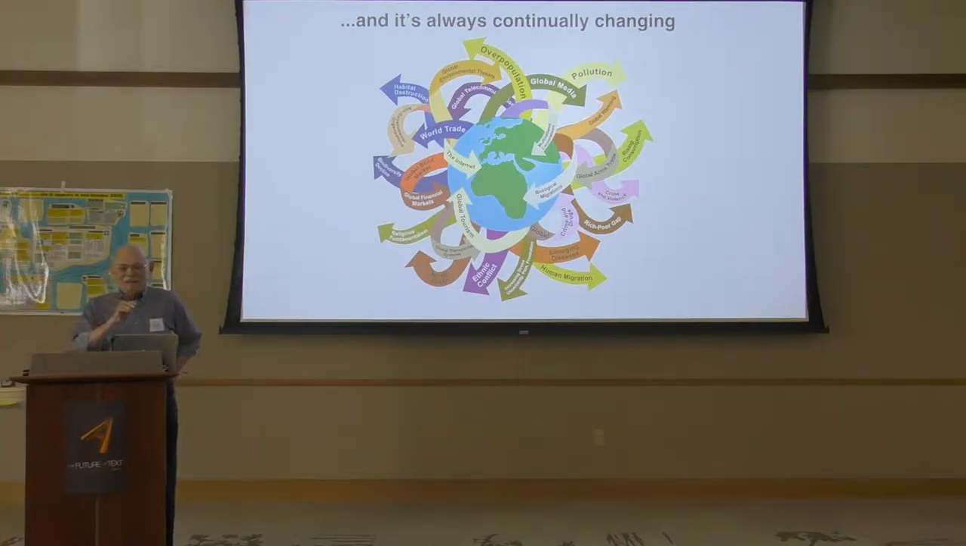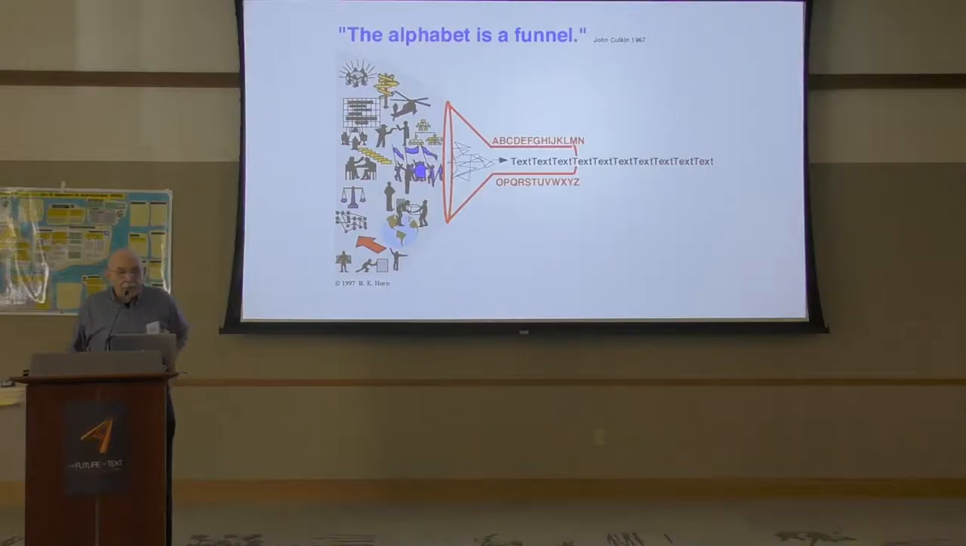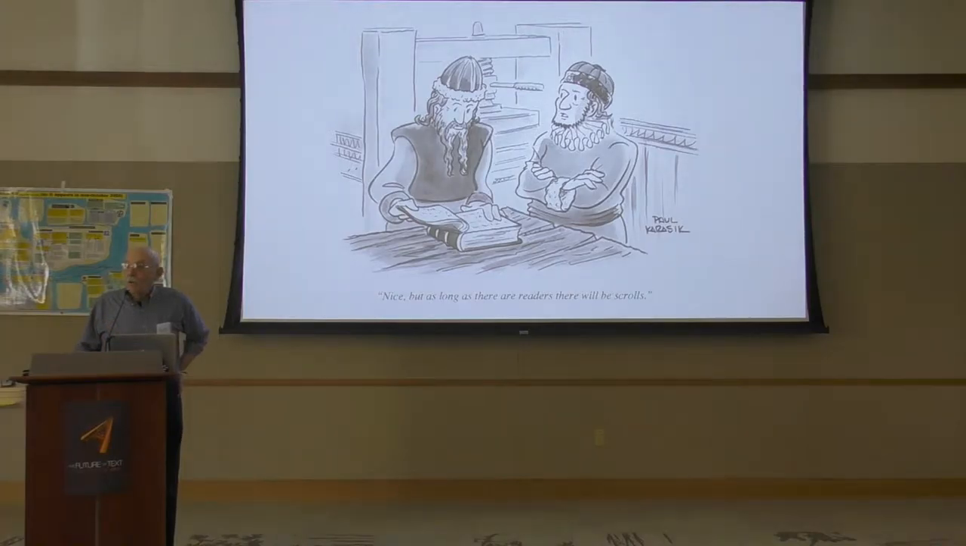The problem is that the alphabet is a funnel. And we've been thinking about thinking as scrolls. We scroll think. We chatter away one after another, linear, linear, linear, linear. So what can be done about this? Because there's more and more information and we're overloaded.